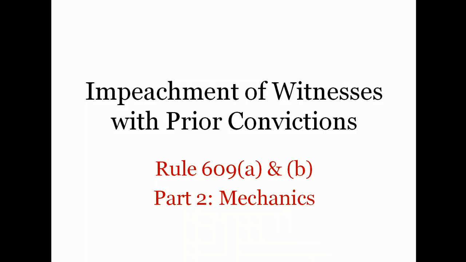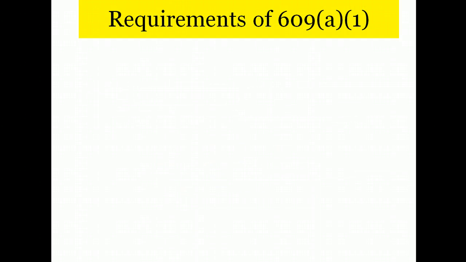We're now going to look at the mechanics of Rule 609. We'll be focusing on Rule 609A, which contains the core of the rule. Rule 609A is split into two parts. Each part gives a separate alternative avenue for introducing a prior conviction.